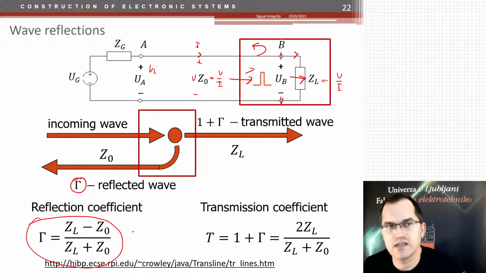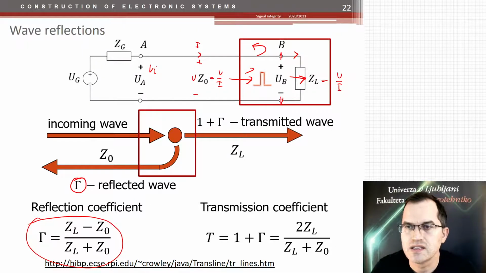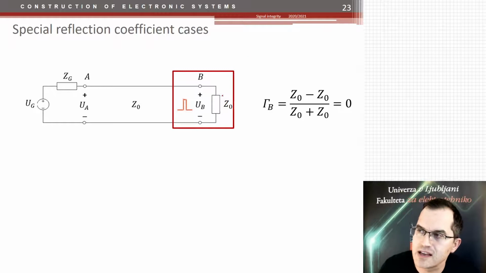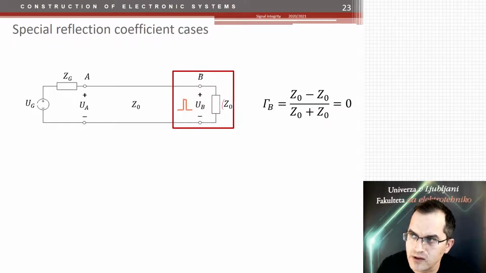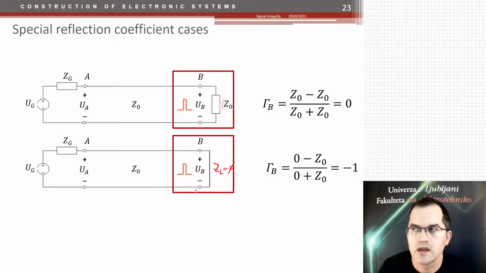Well, the easiest way is to remember it through the most typical, or let's say special cases. The first special case would be that you have Z0 as a termination resistor. Then your reflection coefficient at point B, so that side, is 0, as you see. But maybe we can put a short circuit. If we put a short circuit, the Z load would be 0. Okay, we put 0 in, we get minus 1 over 1. So -1 is the reflection coefficient if we have a short circuit.